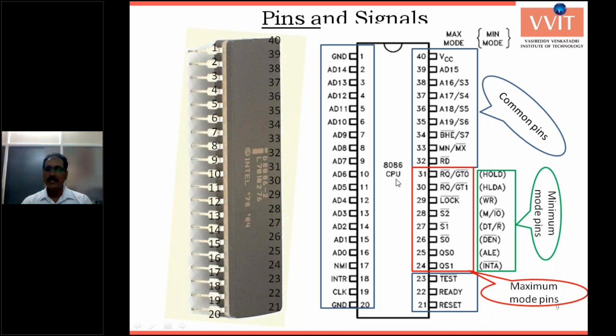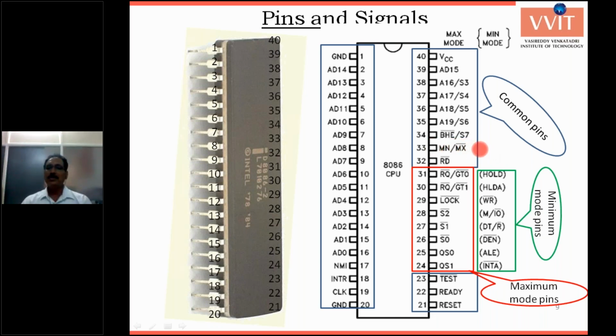Now, the 8086 operates in minimum mode or maximum mode depending on pin number 33, MN or MX bar. If pin number 33 is connected to VCC, that means a positive voltage of 5 volts DC, it acts as the minimum mode. That means it supports single processing, or a single task is executed.